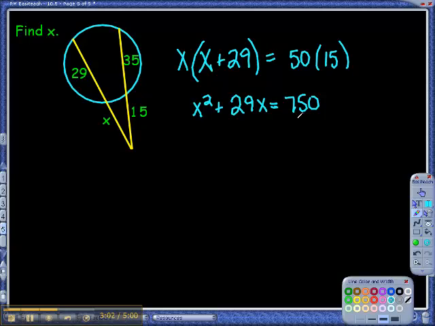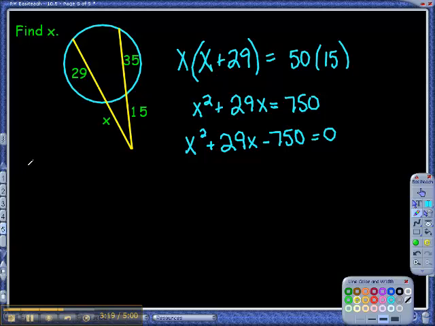Again, we've got a quadratic equation, so we want to set it equal to 0. As you move your 750 over, x squared plus 29x minus 750 is equal to 0. Now this one's not so pretty because this one doesn't factor. So I'm going to go ahead and use the quadratic formula just to see if we remember how to do that.